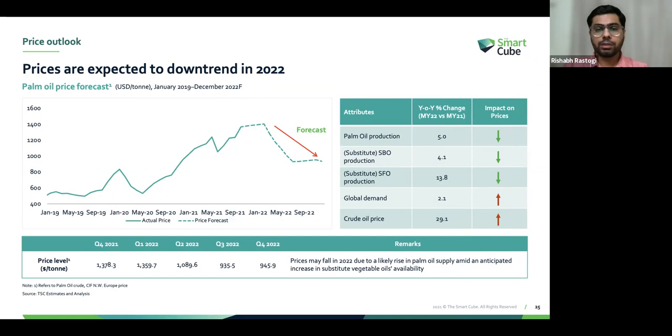And we do expect global palm oil supply to rise 5%. In addition to this, substitute soybean and sunflower oil supply is also expected to increase due to the improvement in weather conditions. However, prices are not forecast to fall to 2020 levels as demand from China, India, and the EU, along with the high crude oil prices, may cushion this price fall.